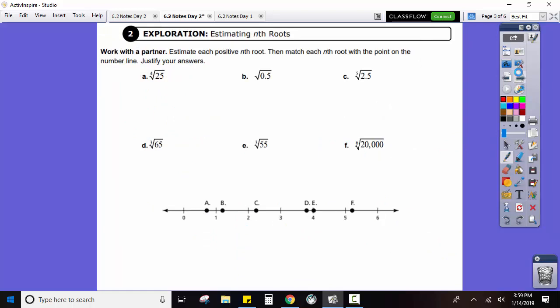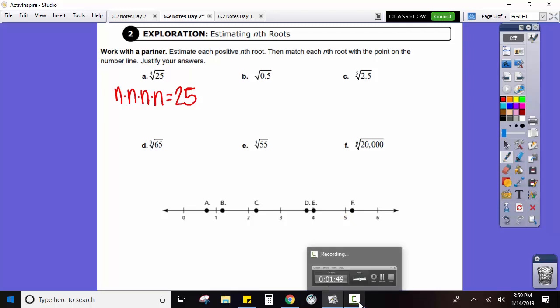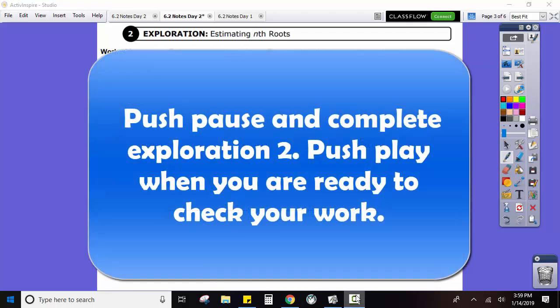On exploration 2, it says estimate each positive nth root, then match each nth root with the points on the number line. Justify your answers. So you're going to tell me approximately what each of these equal. So now we want the fourth root of 25. So you're thinking, or estimating, really, what number times itself is about 25. And you will for sure want a calculator. Once you find those, match them up with A, B, C, D, E, or F. So push pause, do exploration 2, and push resume when you're ready.